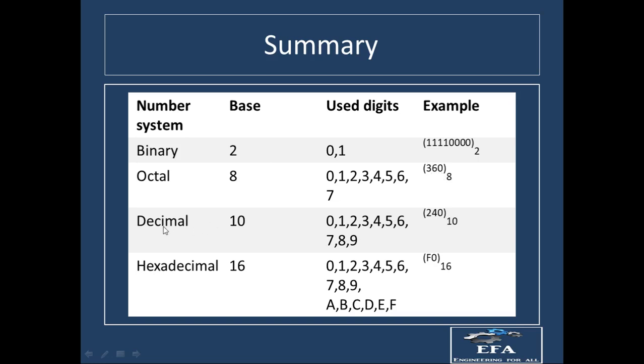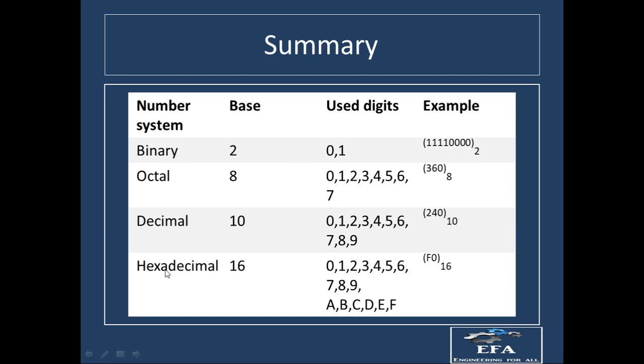Now when we talk about the decimal numbers, these are having the base equal to 10 and the range of the digits will be from 0 to 9. So this is an example of a decimal number, that is 240 with the base 10 over here.